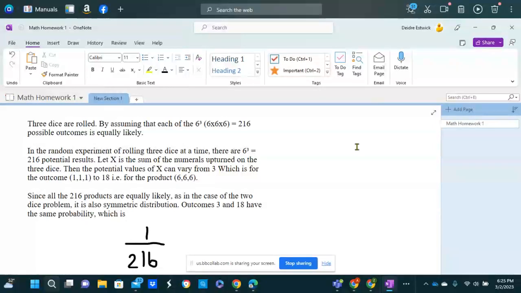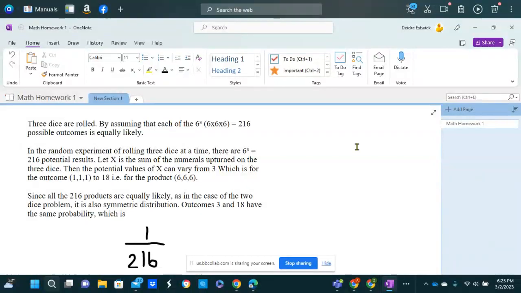So 3 dice all turning up 1 will total to 3, and the highest value we can get is 18 if we get 3 6s. Since the 216 outcomes are all equally likely, there's a 1 out of 216 chance to get 3 1s and also 3 6s. And outcomes 3 and 18 have the same probability. So when x equals 3, the probability is 1 over 216.